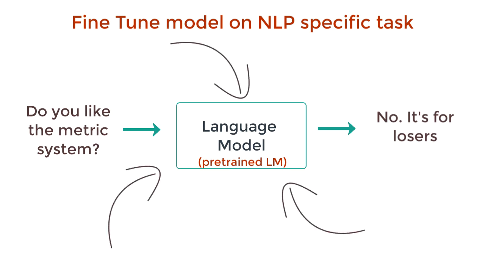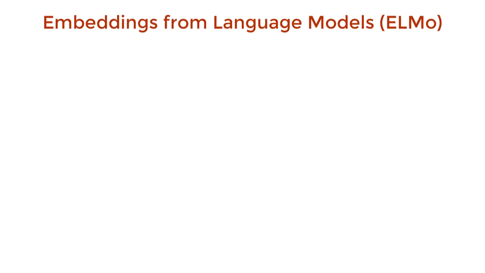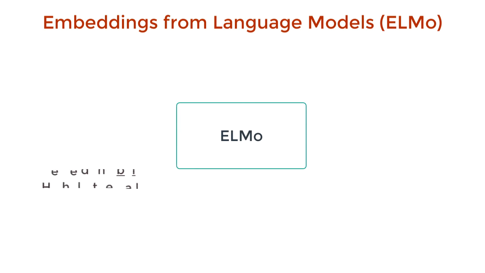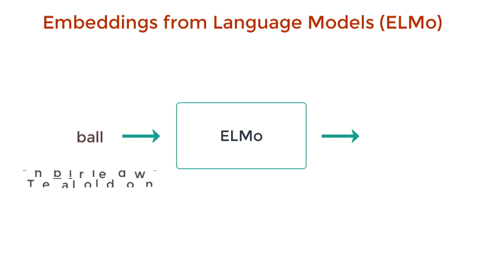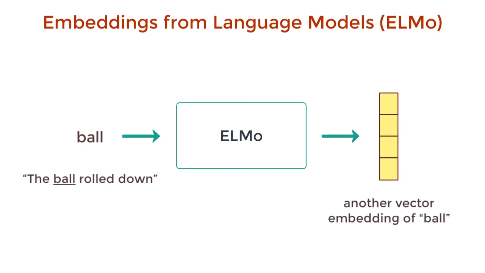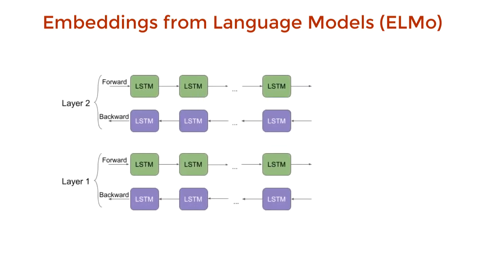So let's talk about this language model a little bit more. The first major breakthrough architecture that came out was ELMo. ELMo created embeddings that preserved context. The same word can have different vectors depending on the context. At its core, it contained two bidirectional RNNs, trained for language modeling.